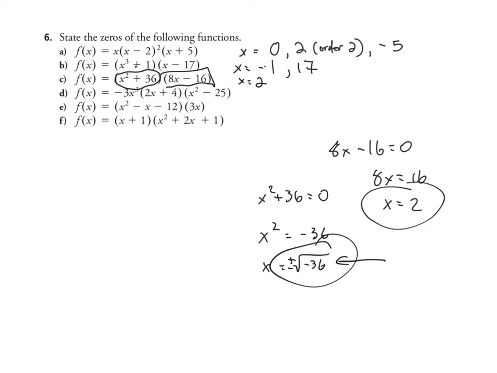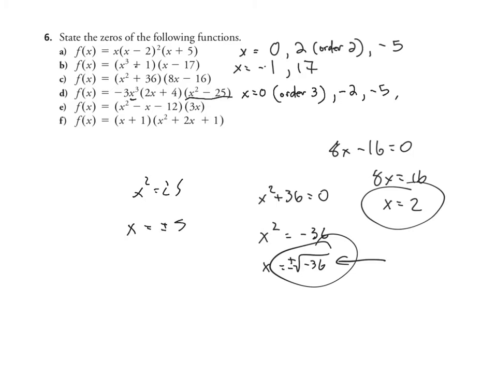All right, let's go to D. x can equal 0. Always look for that one. That's the tricky one. Let's do this. So x equals 0, and that's of order 3, because there are 3 of them. That's like basically x minus 0 to the power of 3. 2x plus 4, so x could be -2, and this one, x squared, has to equal 25, so x equals plus or minus 5, so x equals -5 or 5.